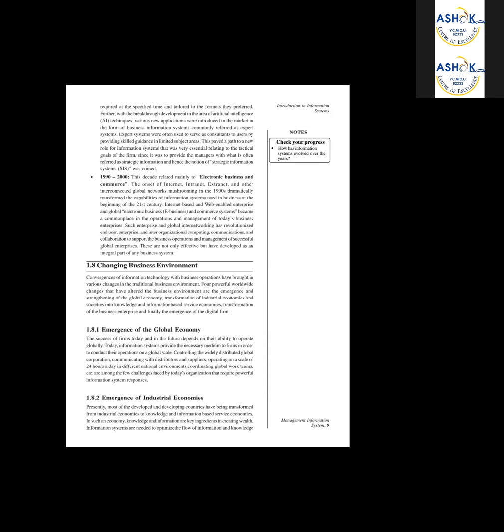1990 to 2000. This period related mainly to electronic business and commerce. The set of internet, extranet, and other interconnected global networks mushrooming in the 1990s dramatically transformed the capabilities of the information systems used in business at the beginning of the 21st century.